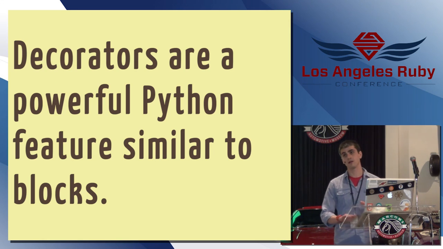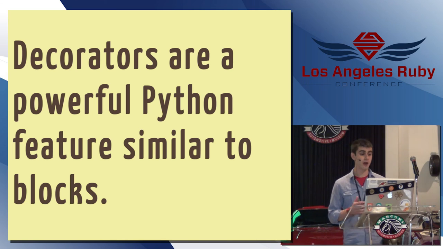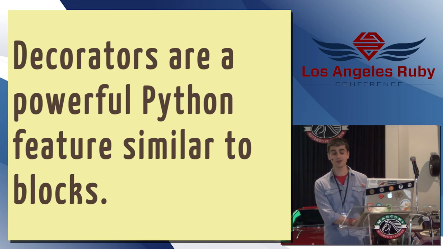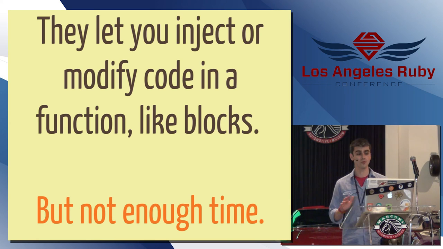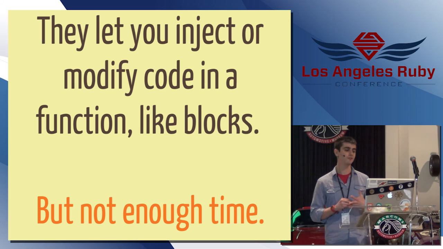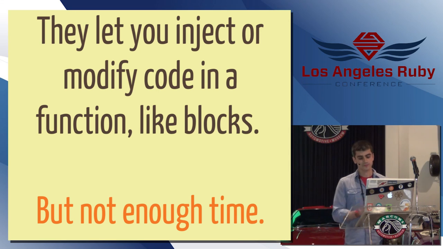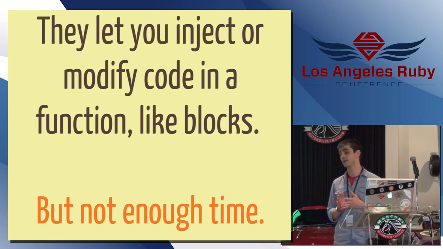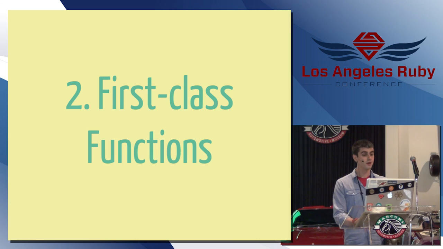Python has something called decorators, function decorators, that are a powerful feature similar to blocks. They basically let you apply a function out of context. They let you inject or modify code in a function, which is similar to blocks. It's a little different. Decorators are a little complex. I don't think we're going to have enough time to go into this, but that would be a great exercise for the viewers to read up on decorators in Python. Maybe if we have some time at the end, we could go over that, but I'm just going to kind of gloss over that for now.